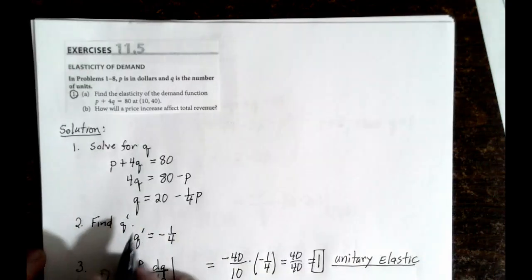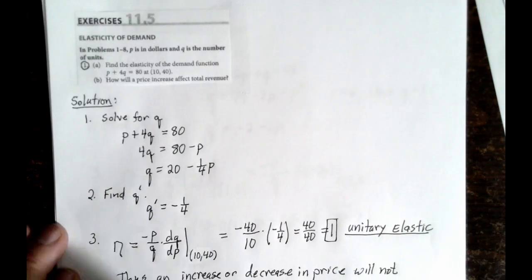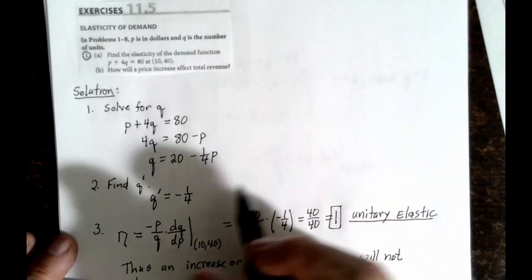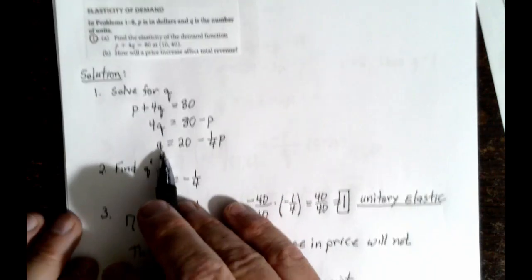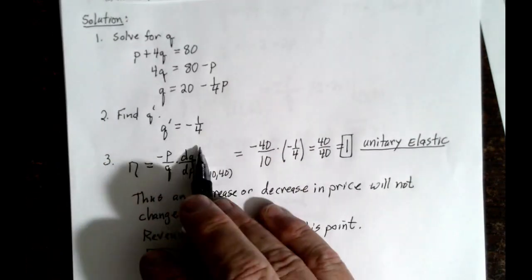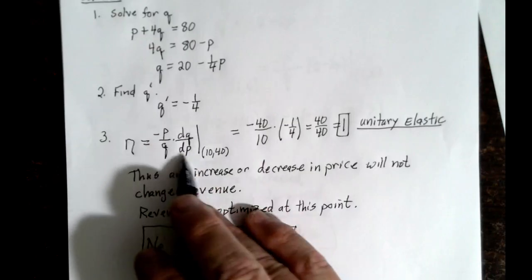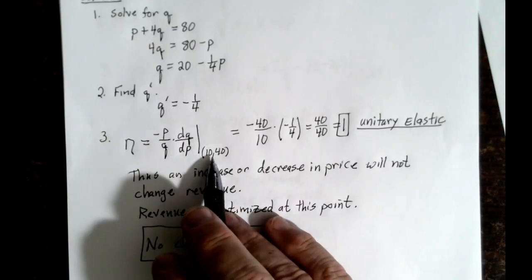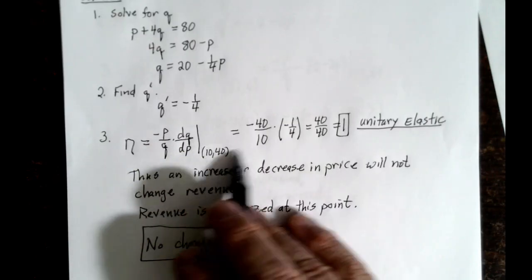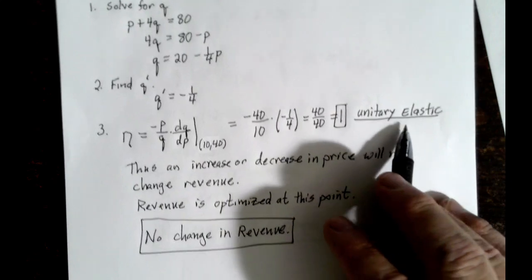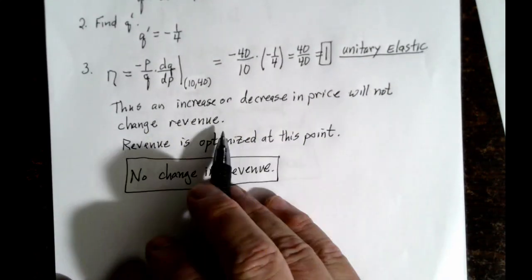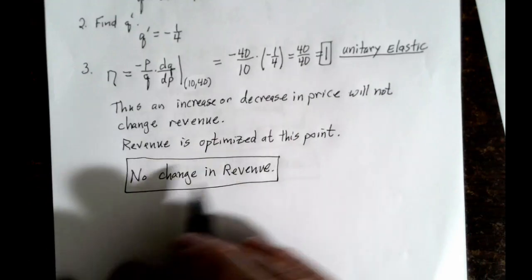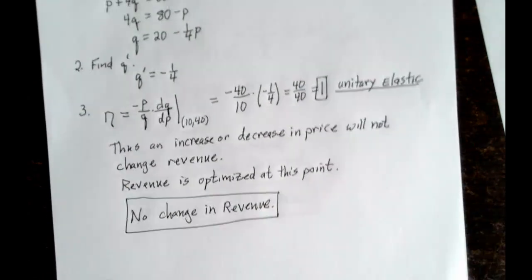So let's look at some questions that are similar to your WebAssign questions. The first one says, find the elasticity of demand and how will the price increase affect total revenue. So you have to solve your demand function for Q, and then you take the derivative, and you plug that into your formula, and you use the numbers they give you, and you get 1. That means unitary elasticity. It means thus an increase or decrease in price will not change the revenue. The revenue is optimized, and that is no change in revenue.